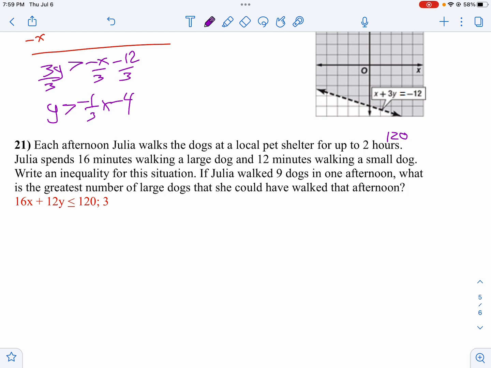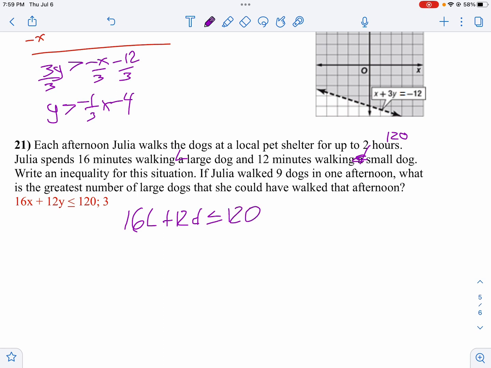Then we can write her inequality. I'm going to let L be my large dogs, and I'll let D be my small dogs. I don't like using S. So D for small dogs. So I'll say 16L plus 12D. I want that to be less than or equal to 120.